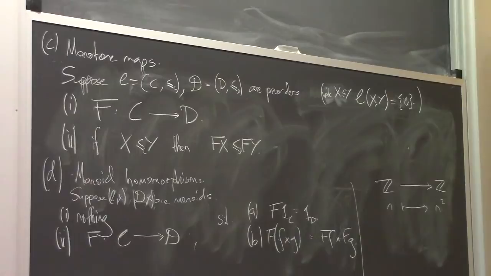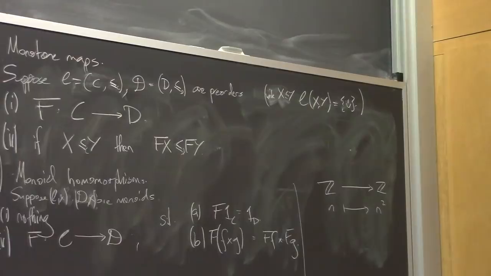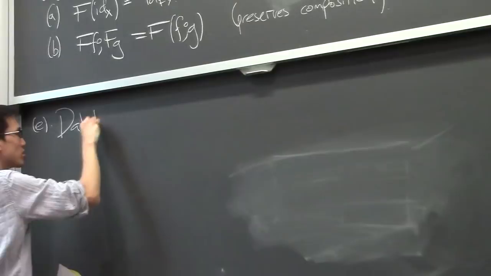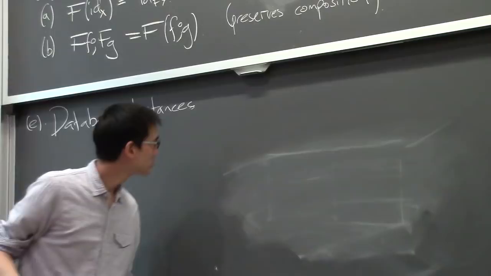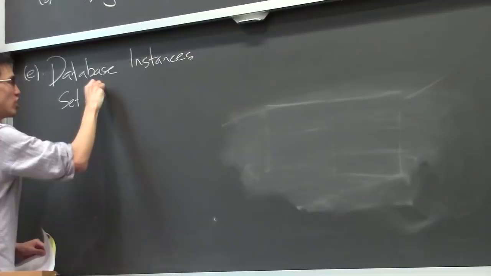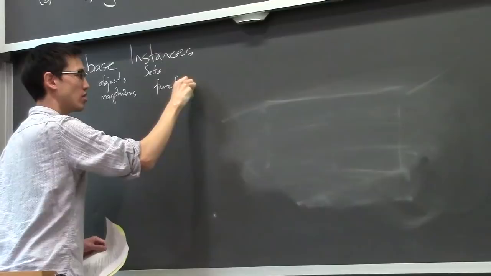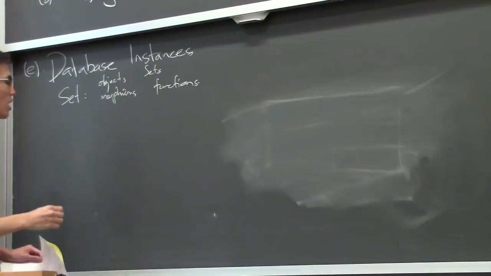So far we've considered functors between categories which have the same sort of flavor, so they're both preorders or they're both monoids. Next I want to talk about how database instances are an example of a functor. So we're seeing the category of sets. Just to remind you, Set has objects sets, and morphisms are functions. If we pick some database schema, say that one over there with the seats.